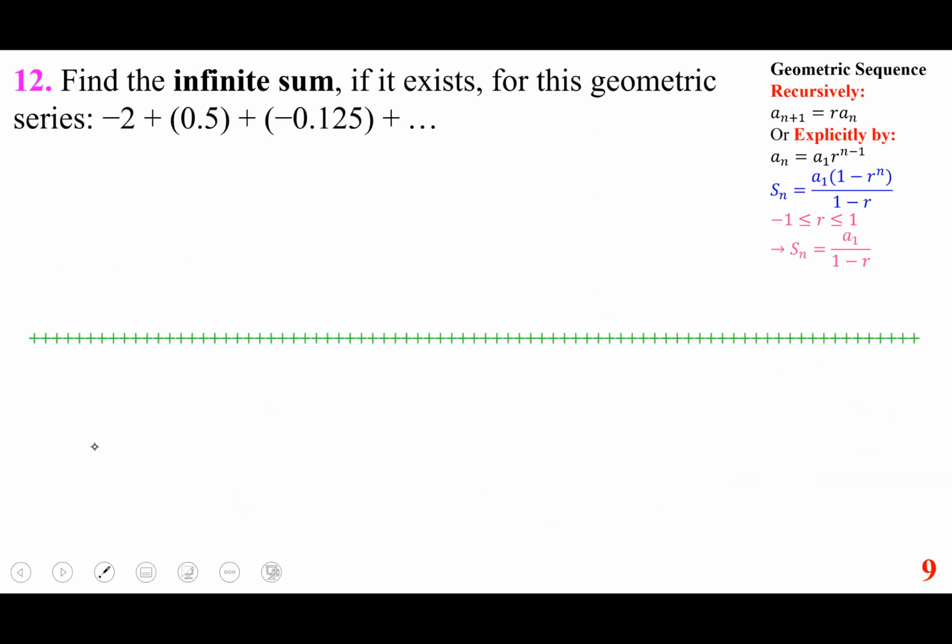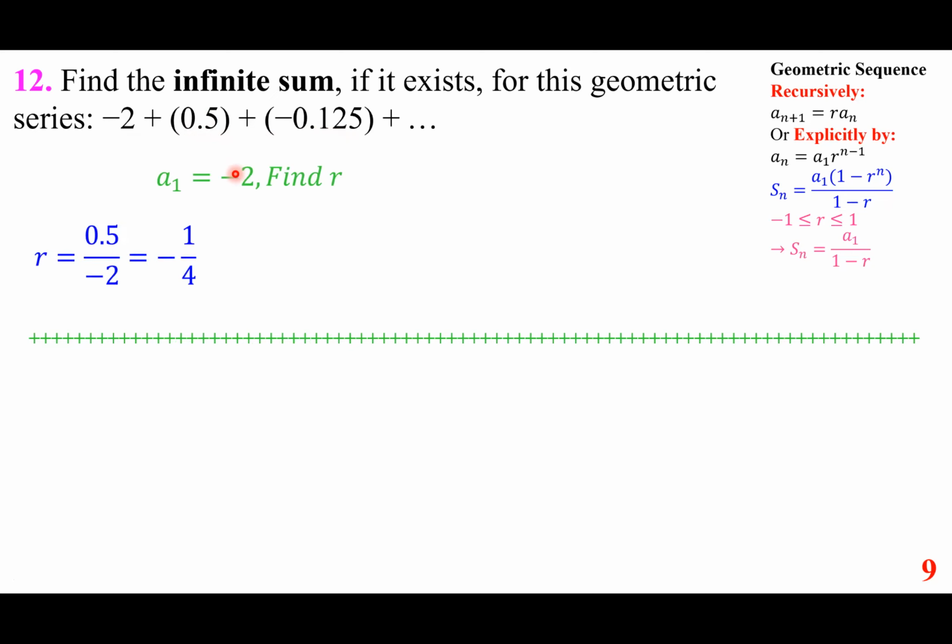Find the infinite sum, if it exists, for this geometric sequence series. So to do that, first and foremost, if it's a geometric series, we need to know the first term. A sub 1 is negative 2. We need to know the ratio. And by the way, sometimes they just call it A instead of A sub 1. You divide 0.5 by negative 2. You also divide negative 0.125 by 0.5 to make sure it's correct. When you do that, you can find R to be negative 1/4.